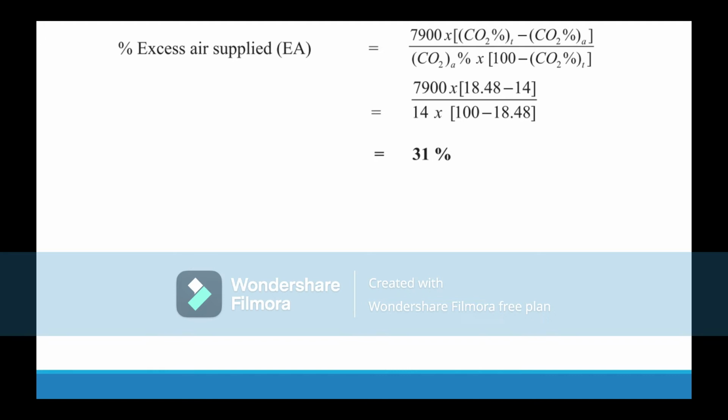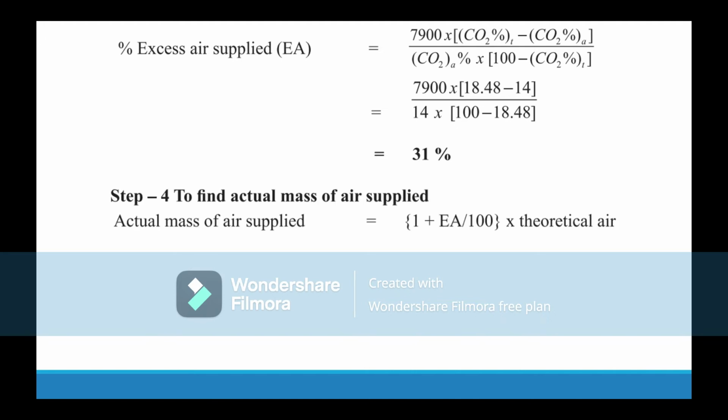Another way to find the excess air supplied is using the amount of oxygen available in the flue gas, which is another method. But in that problem they are giving only CO2 percent. Therefore, through that formula itself we can calculate the excess air supplied percent. Then the next step is to find the total air supplied.